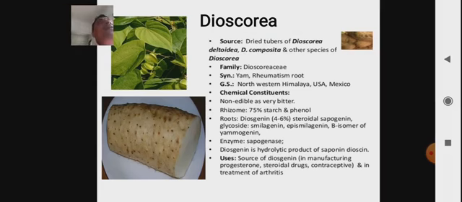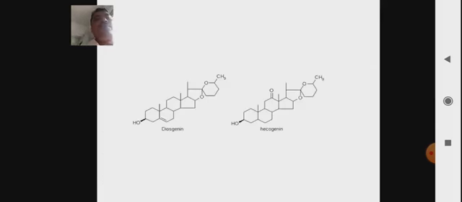Diosgenin is a therapeutically active molecule, useful in the treatment of rheumatism. There are different uses of diosgenin. Mainly it is used in the manufacturing of progesterone, steroidal drugs and contraceptives, and in the treatment of arthritis. Here is the diosgenin structure related to Dioscorea deltoidea. Dioscin is the saponin glycoside which upon hydrolysis gives diosgenin.